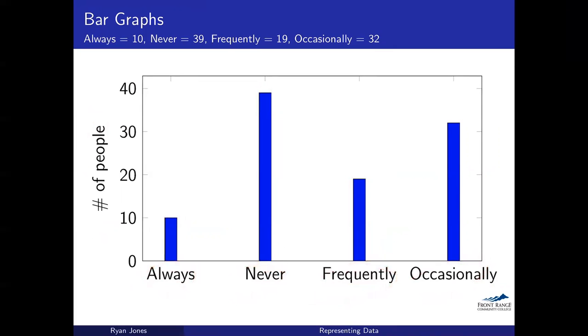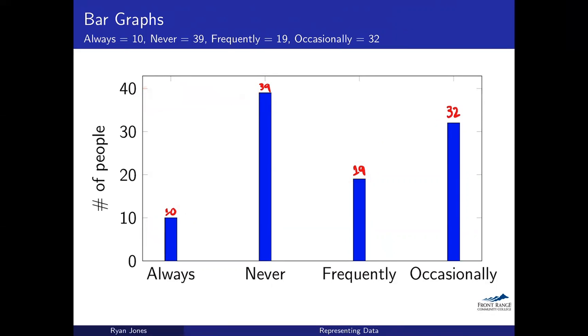And so you'll notice right here that the number of people that said always just perfectly matches up with 10. And then the number of people that said never perfectly matches up with 39. Frequently was 19, and then occasionally was 32. And this is actually something that I like to do a lot. I really like to write these numbers right across the top. That way it's very clear what those numbers are. It might be tough for someone to think, hey, is this 39 or is it 40 or is it 38?